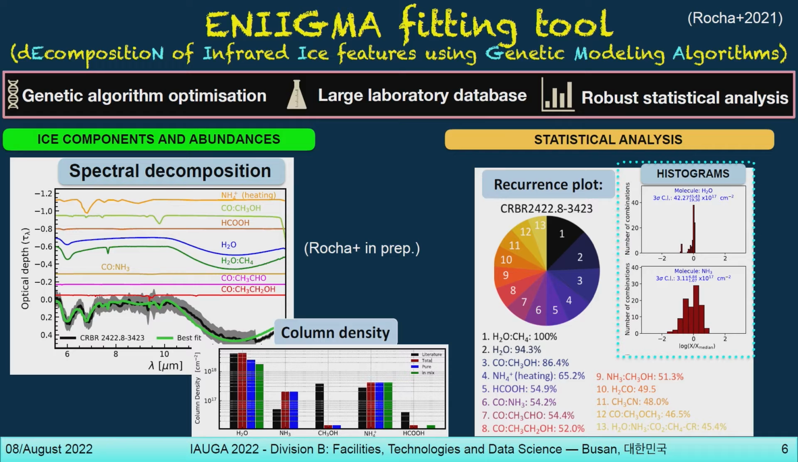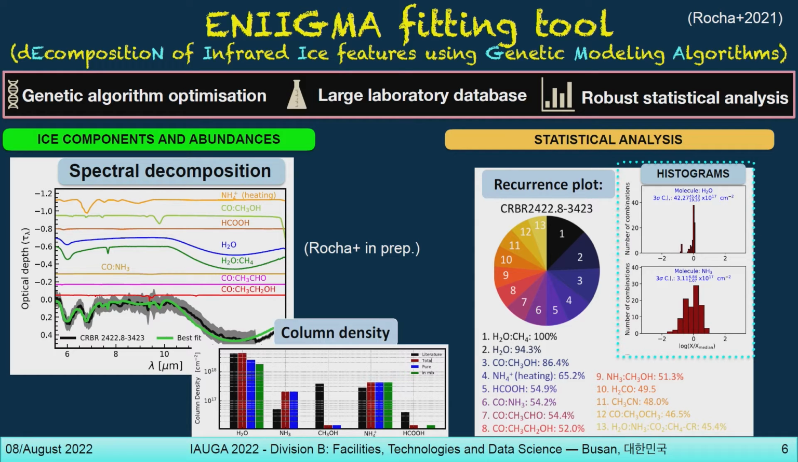For example, genetic algorithm optimization, that's a very robust method for fitting. And this fits well with the part of technology of this division B. We also have a large laboratory database, which fits well with the part of facilities, and also a robust statistical analysis, which fits well with the data science part. In a nutshell, ENIGMA gives you information about the spectral decomposition.